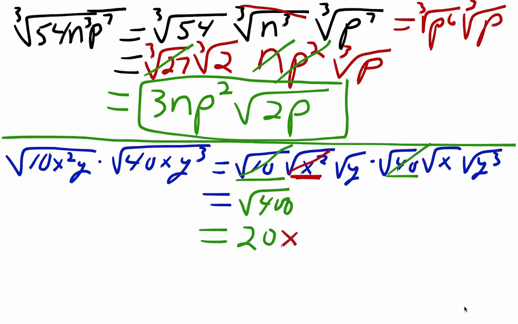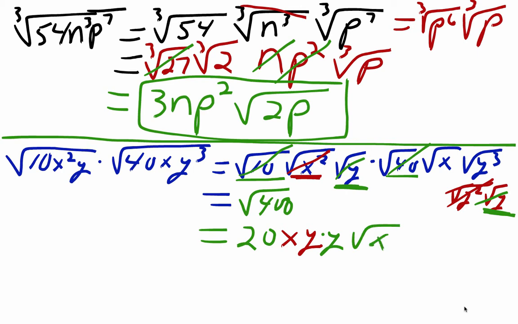And then I have the square root of y to the third, which would be square root of y squared and square root of y. Well, the square root of y squared cancels out, so then I'm left with just y. So I have that done, and then I can put these two together. And that would give me y times y, another y, and then I have square root of x. So my final answer would be 20xy squared, square root of x.